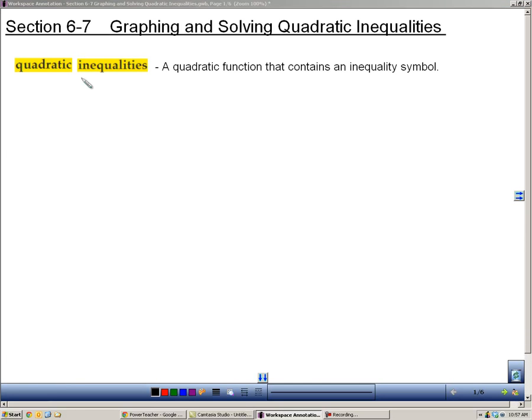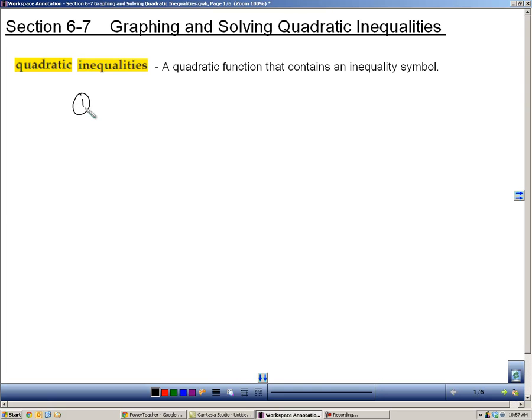Section 6.7 is about graphing and solving quadratic inequalities. A quadratic inequality is a quadratic function that has an inequality symbol. The way you graph them is the same way that you graph quadratic equations. And I'm going to list those steps right now.